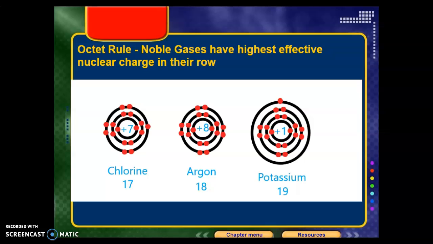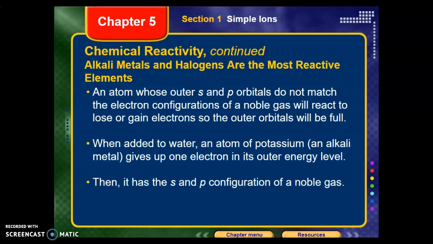And so that's why the noble gases have the highest effective nuclear charge, and that's why noble gases are mostly unreactive. And so an atom whose outer s and p orbitals do not match the noble gas, they're going to react in a way that they lose or gain electrons so that they have 8 in their outermost energy level.